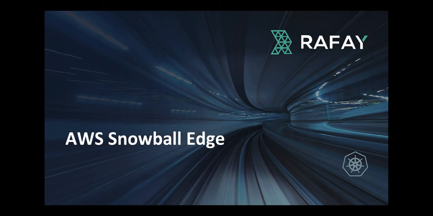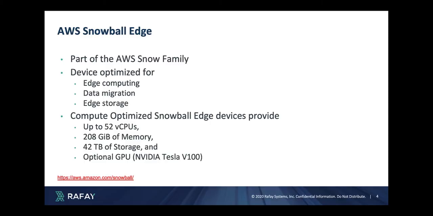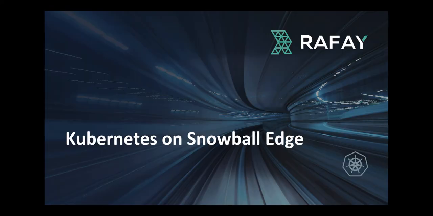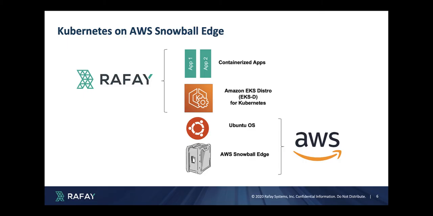AWS Snowball Edge is part of the Snow family. It is particularly optimized for edge computing. The compute optimized Snowball Edge devices are extremely well resourced with 52 CPUs, 200 GB memory, and about 42 terabytes of storage. They can also be configured with an optional GPU if required. Administrators can use AWS provided resources to manage and administer the Snowball devices themselves.